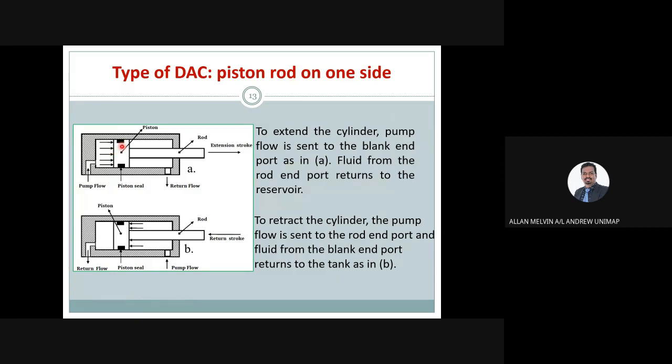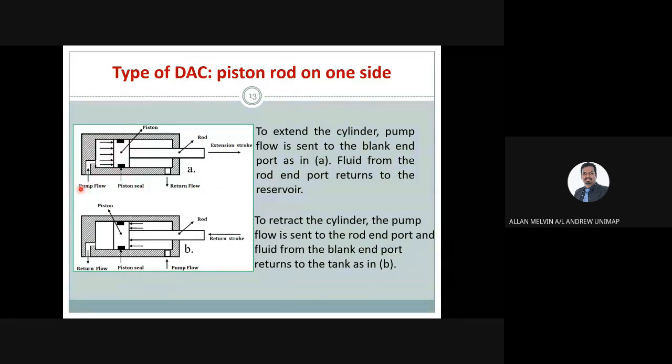So you can see here, piston rod, there are types of double acting cylinder. So piston rod on one side. So this is the other side, tak ada piston. So piston is only on one side. So kita panggil as piston rod on one side.